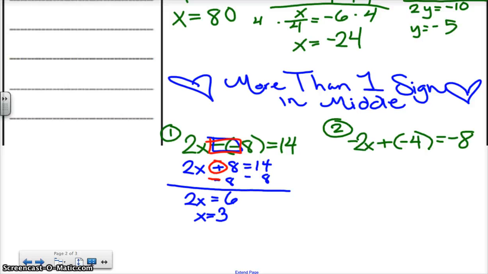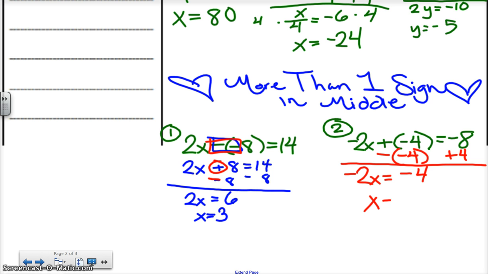Here I do the inverse of my operation sign. My operation sign is plus. Okay? So to move plus, I subtract a negative 4. Subtracting a negative is really what? Adding 4. And I get negative 2x is equal to negative 4. x is a positive 2. So those are the tricky ones.